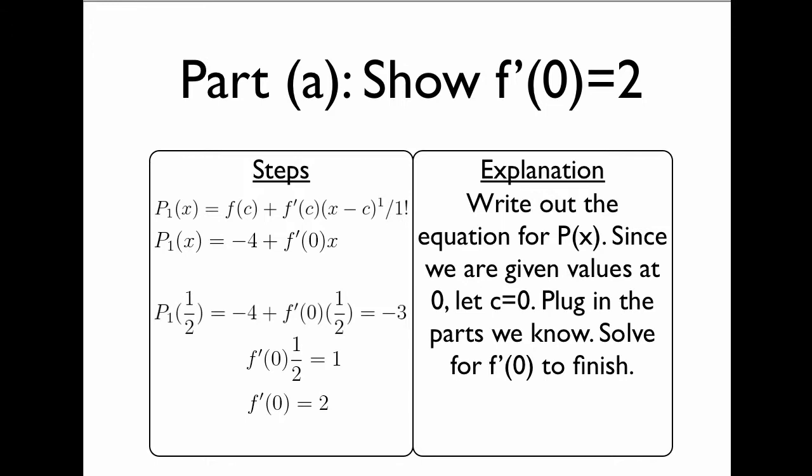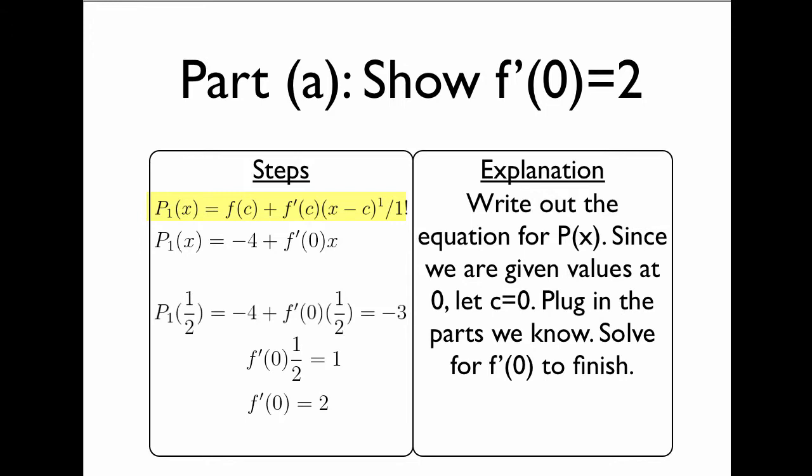So in part A, they tell you f of 0, and they tell you P1 of 1/2. And you're asked to show that f prime of 0 is 2. So what you want to do is write out the polynomial of degree 1. In the first step, we do that here. P1 of x is f of c plus f prime of c times x minus c over 1 factorial. That's just the general equation.